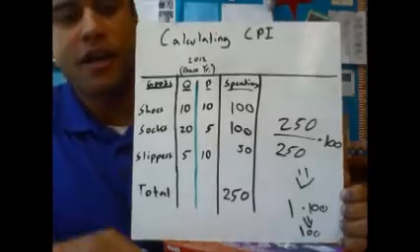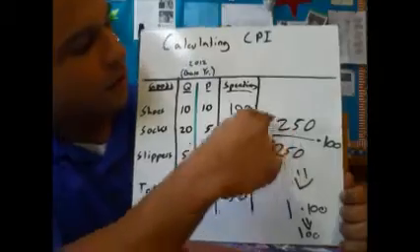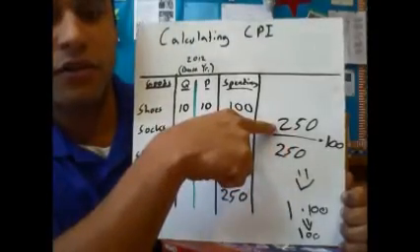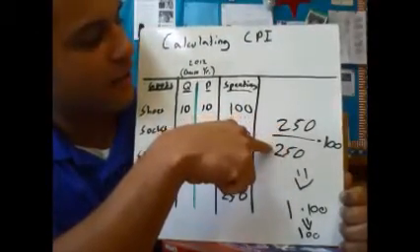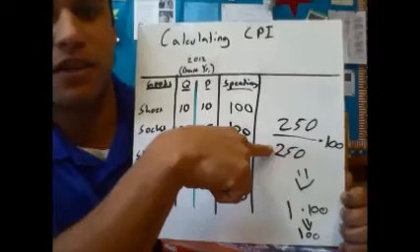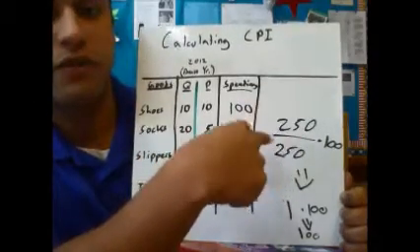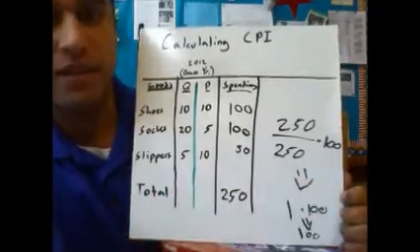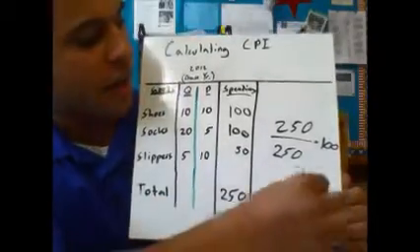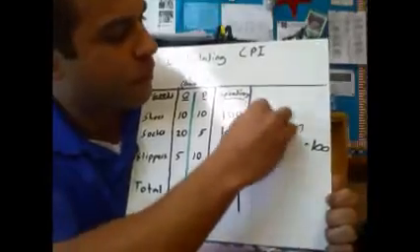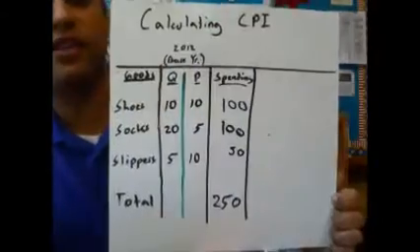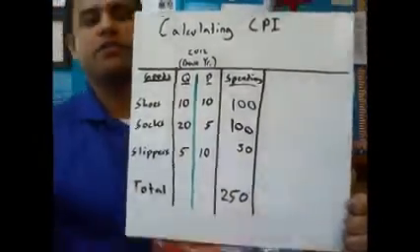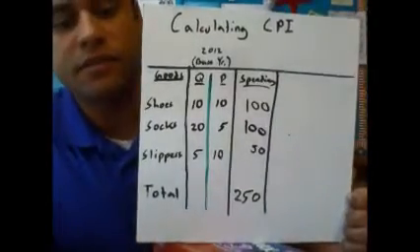Mathematically, it's true that the current year total cost of the basket of goods is the same as the base year total cost of the basket of goods. When you divide, it equals 1. You multiply that by 100, and the base year CPI is 100. That's always true. So now let's try to find the CPI of 2014.